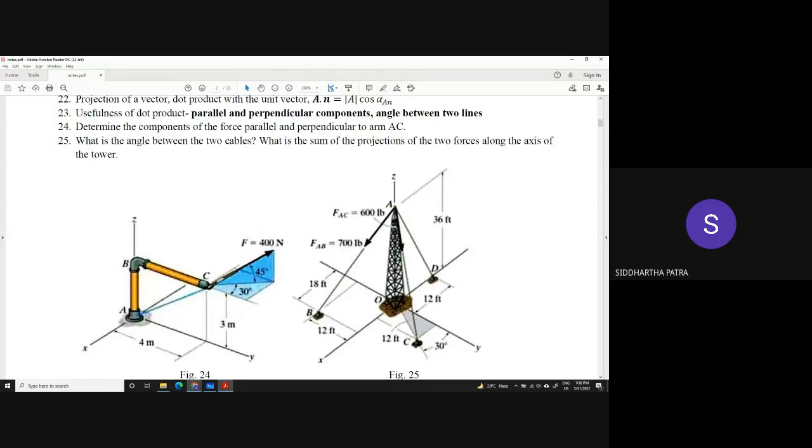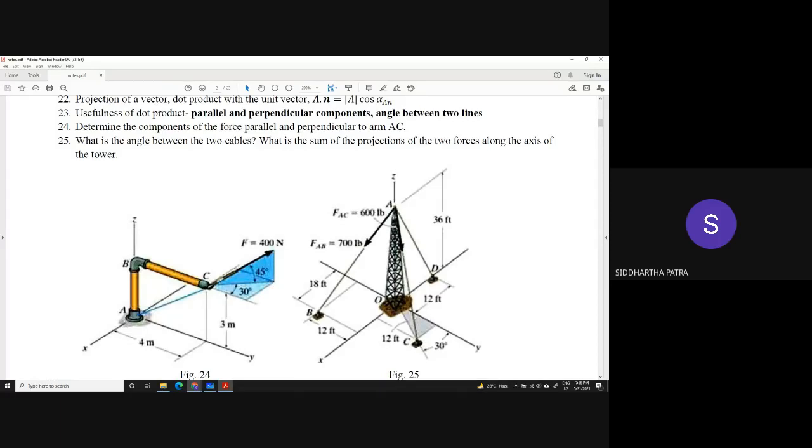Same thing for AC. Then the angle BAC is the arc cosine of the dot product, because the magnitude of the unit vectors is unity, so the unit vector along AB dot the unit vector along AC is essentially 1 times 1 times the cosine of this angle. Let's call this angle alpha, between AB and AC. So the cosine of that angle is essentially the dot product, and from that you can figure out the angle between the two cables.